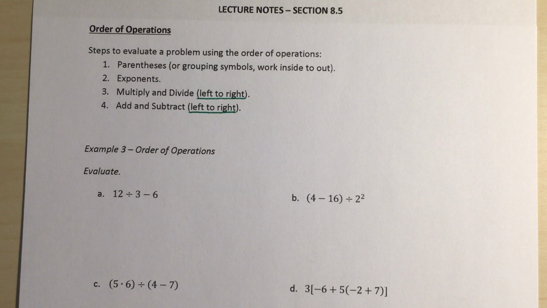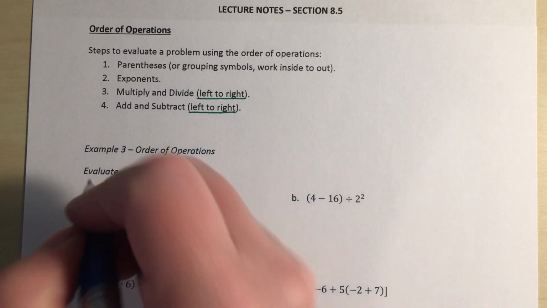All right, so for A, we have 12 divided by 3 minus 6. Looking at our list of steps, we don't have any parentheses or exponents to worry about, so we don't need to worry about step 1 or step 2. Then we're going to go ahead and divide first, because multiplication and division come before addition and subtraction.